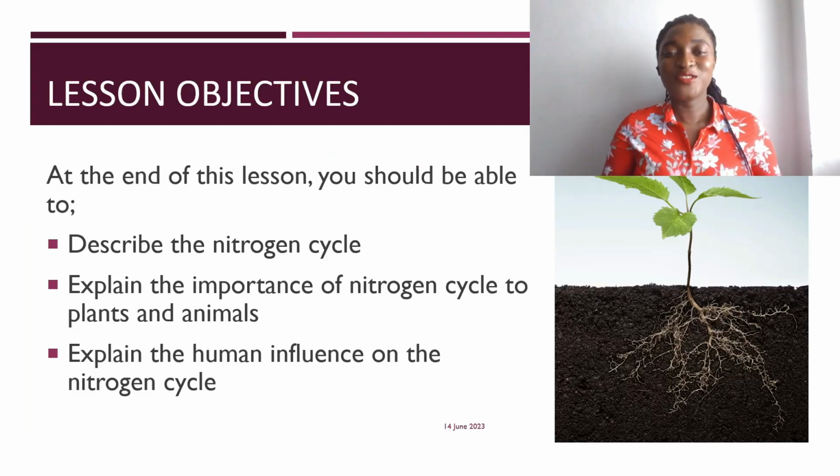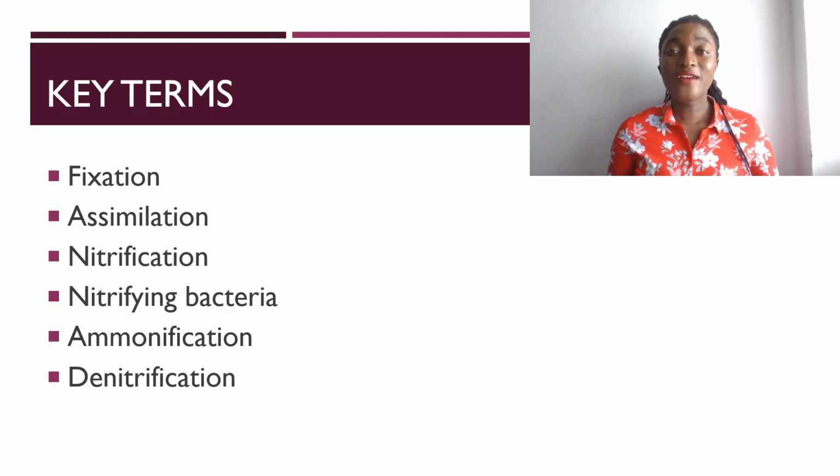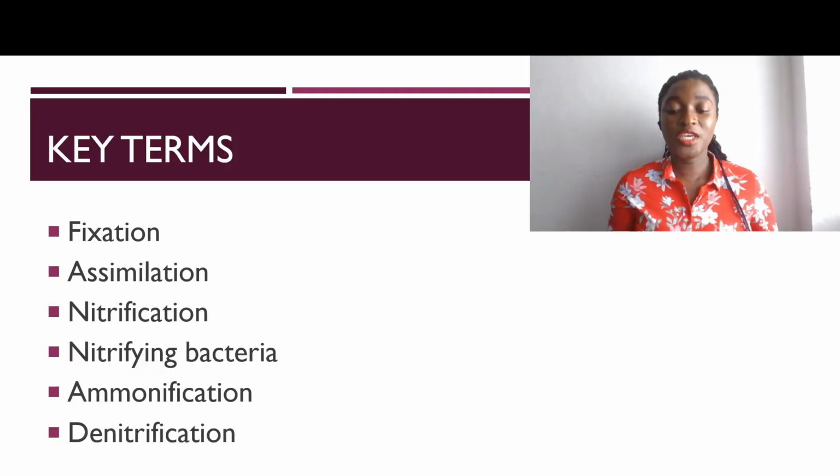By the end of the lesson, you should be able to describe the nitrogen cycle, explain the importance of the nitrogen cycle to plants and animals, and explain the human influence on the nitrogen cycle. So we have our key terms: fixation, assimilation, nitrification, nitrifying bacteria, ammonification, and denitrification.